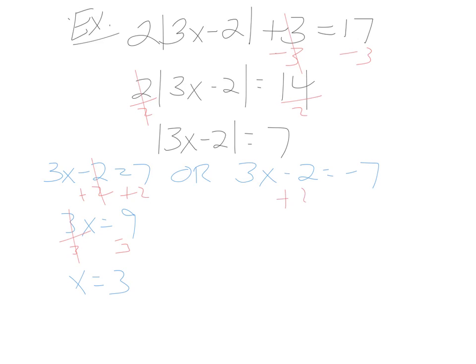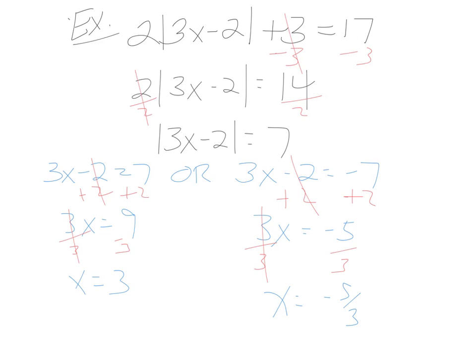The one on the right, add 2. 3x equals -5. And then divide by 3. And x equals -5/3.